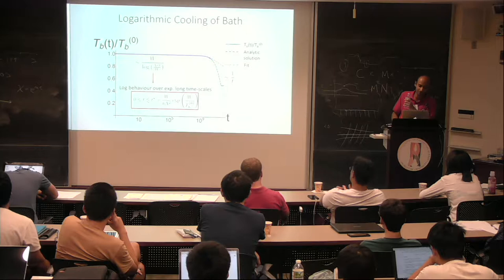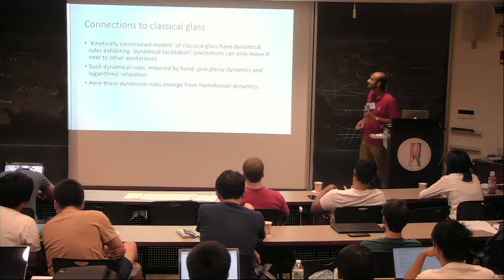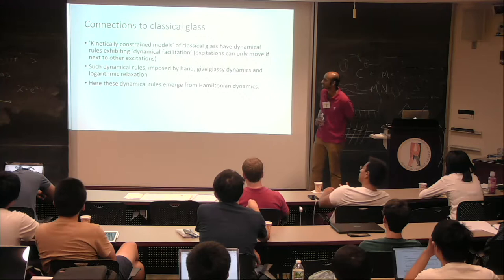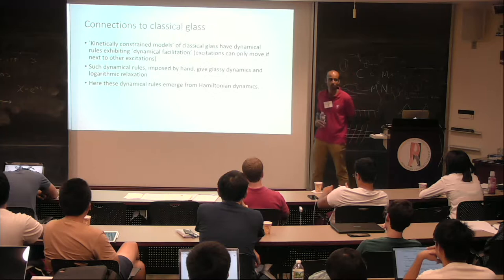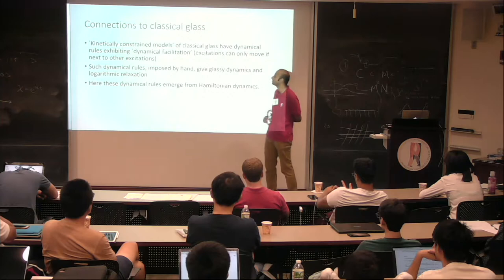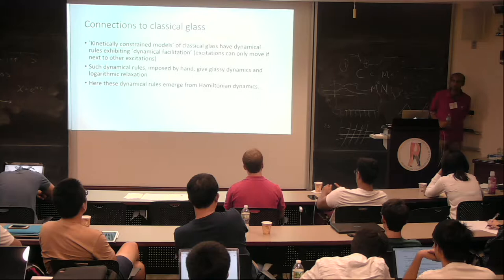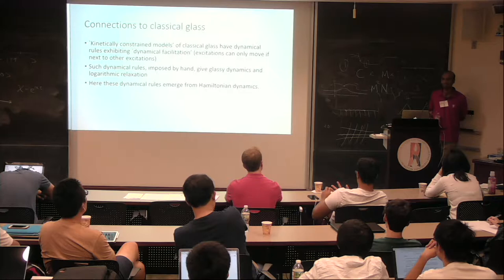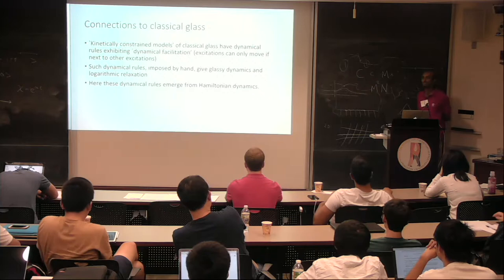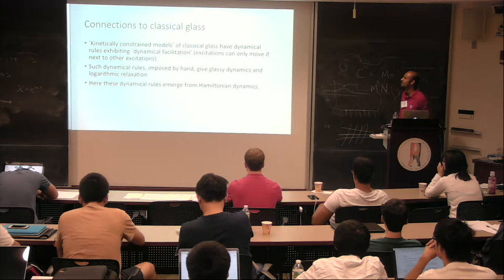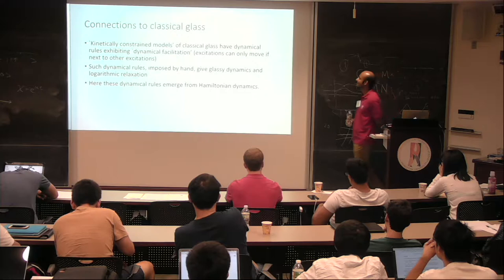But what I did want to emphasize is that this has deep connections to classical glasses. So in the world of classical glasses, there are kinetically constrained models. These are, you know, you just write down some rules for what's allowed to happen. And those kinetically constrained models have rules which exhibit dynamical facilitation, meaning one kind of excitation can only move if another kind of excitation is close to it. I think the most famous such models are the Fredrickson-Andersen models. Andersen in this case is not Phil, it's H.C. Andersen, and H.C. really stands for Hans Christian, although not the guy who wrote The Steadfast Tin Soldier, but somebody else with the same name. Also, his last name is spelled differently. It's Andersen, S-E-N.